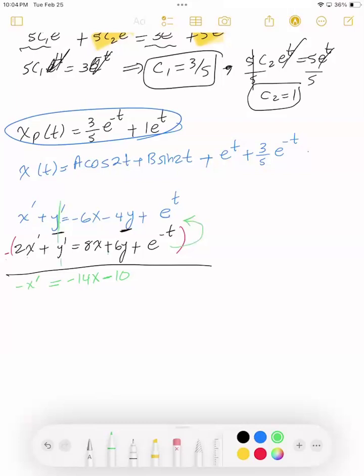And then I have negative e^t and positive e^(-t), so I just add them because they're not like terms. So this is what we have. Now I'm going to move x prime to this side, and I'm going to add 10y to both sides.